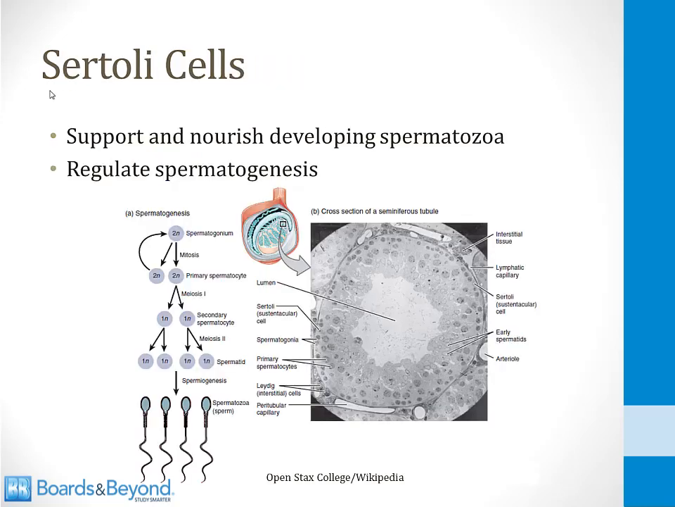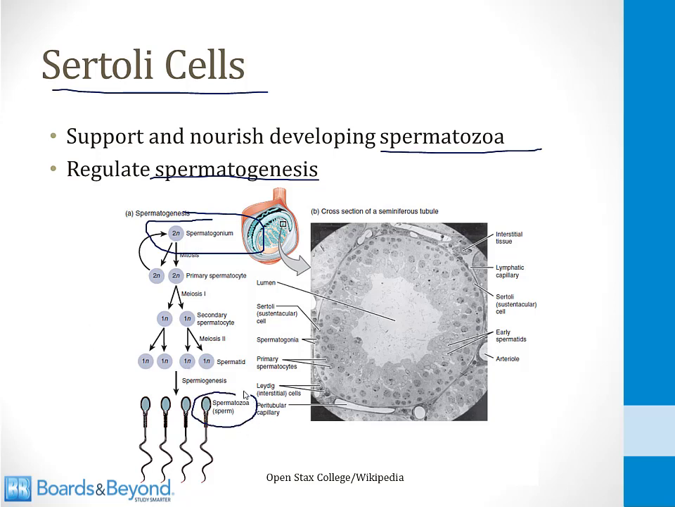So now that we've talked about the Leydig cells and the effects of testosterone, let's talk about the other cell type found in the testes, and those are the Sertoli cells. And these cells are important for supporting and nourishing developing spermatozoa. They regulate spermatogenesis. If you look at this picture on the screen, the way that sperm develops is that they begin as a spermatogonium, which goes through a series of developmental stages until they develop into spermatozoa or sperm.